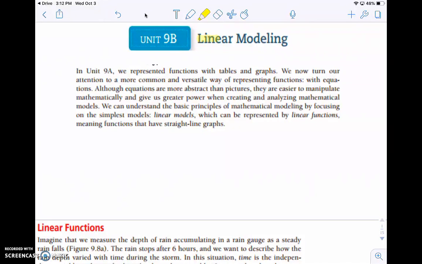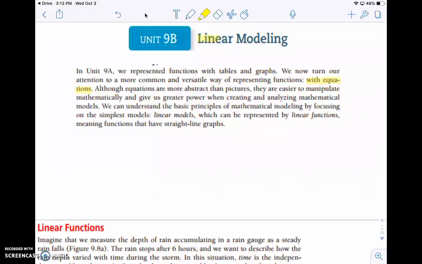So in Unit 9A, we were representing functions with tables and graphs. Now we're going to turn our full attention to a more common and versatile way of representing functions, and that is with equations. Although equations are a lot more abstract than the pictures, they're a lot easier to manipulate mathematically, and they give us a lot of power when we're trying to create and analyze these mathematical models.